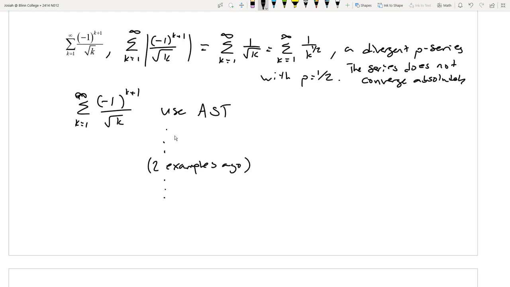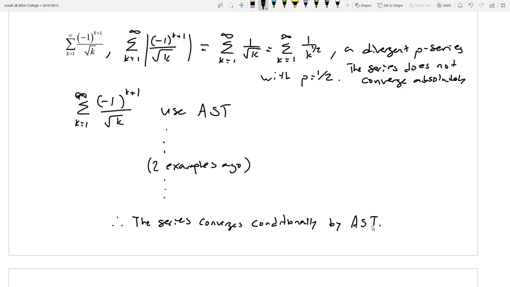So after we take off the absolute values, it does converge. Therefore, the series converges conditionally by the alternating series test. This is the only way that we'll really find that something converges conditionally. If you ever write that a series converges conditionally, it'll always be by the alternating series test.